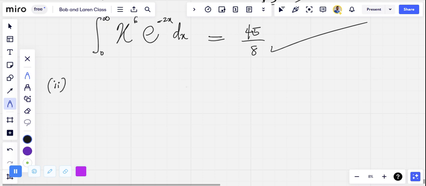So the next question, guys, I have to check it out. For the second part, the question says integrate from 0 to infinity of square root of y e to the power of negative y cubed, dy. So what would that give us, guys?